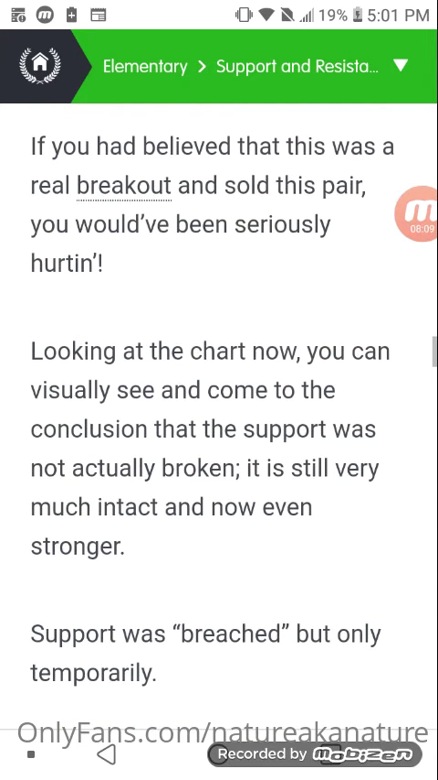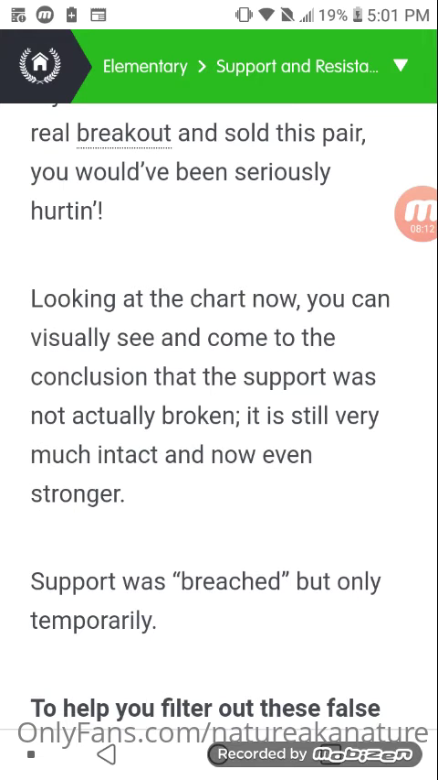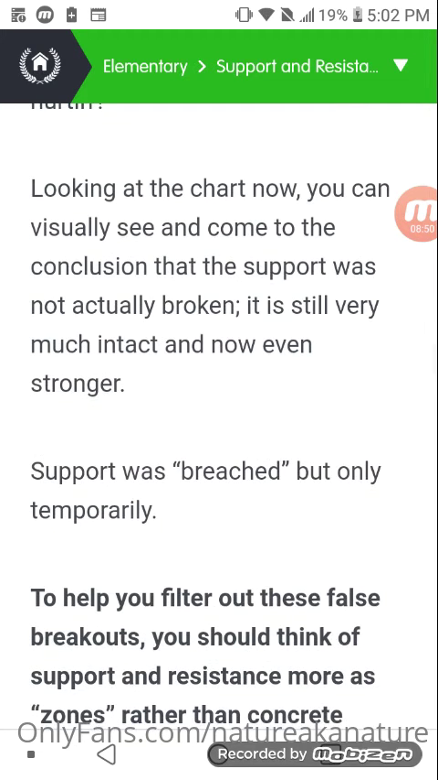It was just testing it. Price was just testing that level as support. Looking at the chart now, you can visually see and come to the conclusion that support was not actually broken. It's still very much intact and even stronger. When you see the market making a lot of wicks on support or resistance levels, it's just making the market stronger for buyers and sellers to get in there. We already know about that through Fibonacci retracement. Sometimes it is a reversal and breaks the opposite way, but most of the time it's testing those 50 and 61.8 levels. So support was breached, but only temporarily.